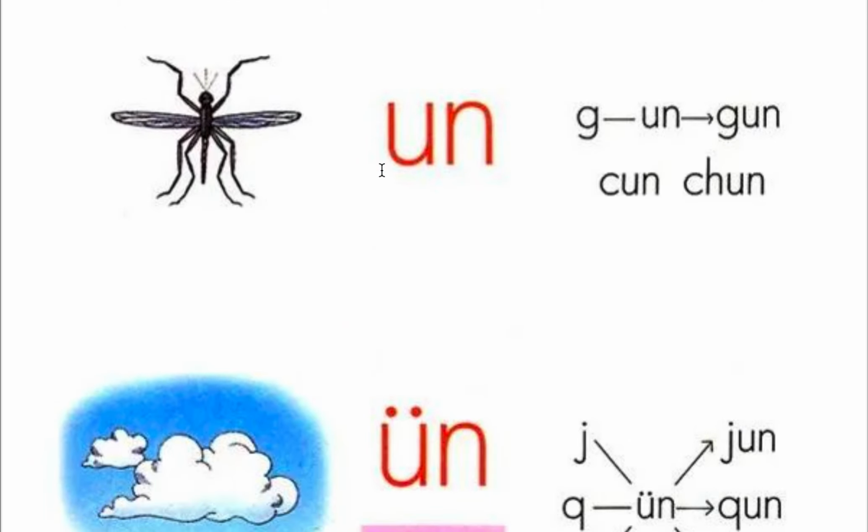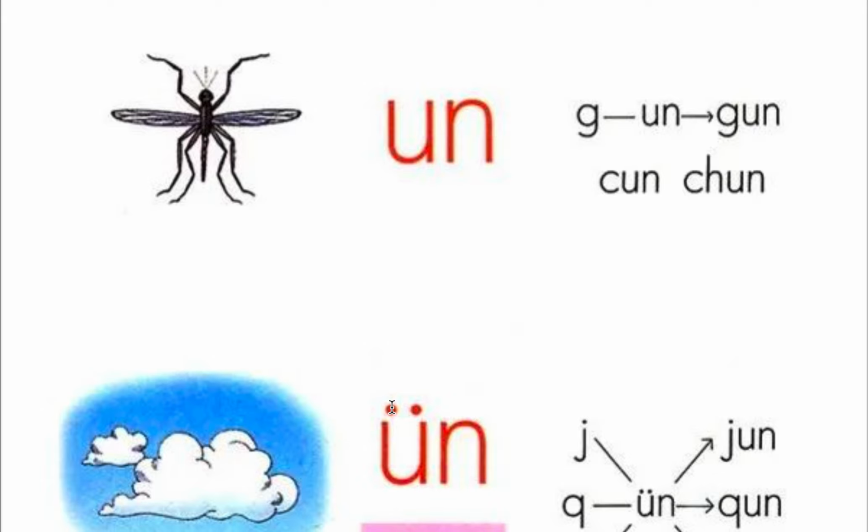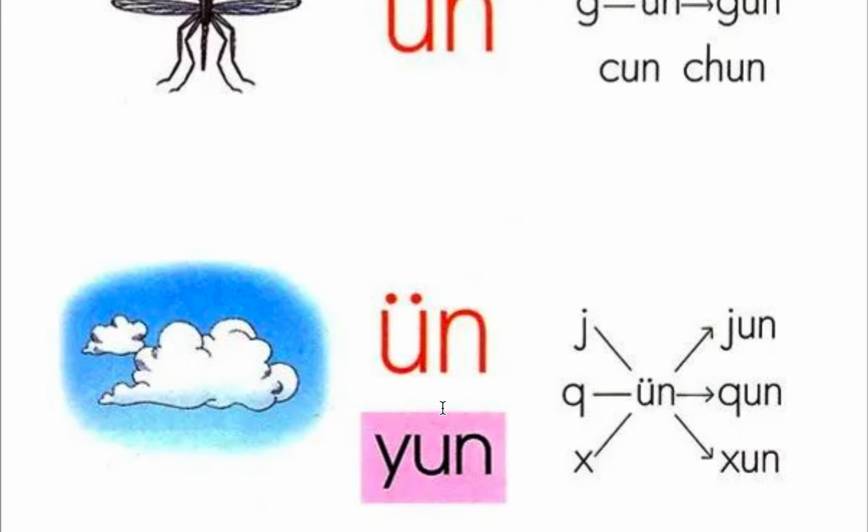So different from here, yu-an, pronounced yun. Yun, same pronunciation in the pink box. And the same when it's j, q, x in front of it, then it will lose its two eyes. So jun, qun, xun. It's all the same. And you can try to put tones on by yourself.